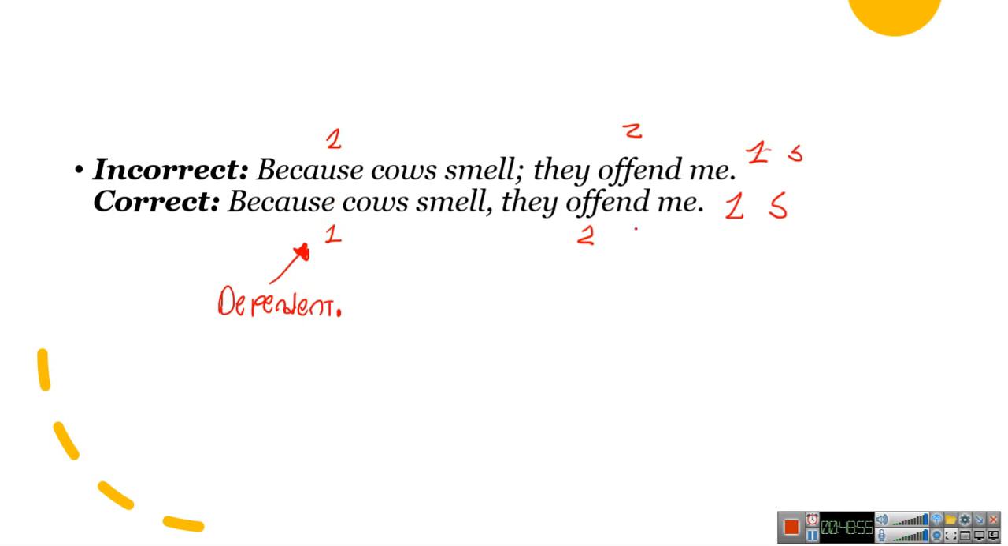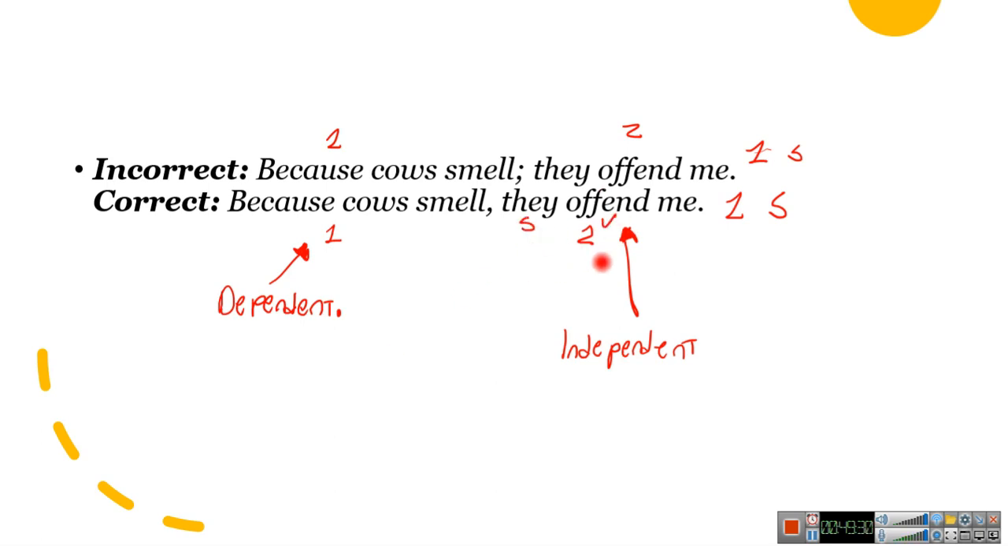Okay. How about this one? "They offend me." Is this a dependent clause or an independent clause? This is an independent clause. Very well. Why is it independent? You can understand "they offend me." We have a subject, they, and we have a verb. You can simply understand if someone tells you "they offend me." You don't need more information about that.